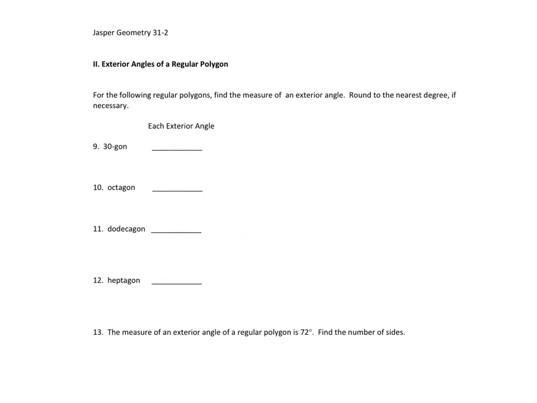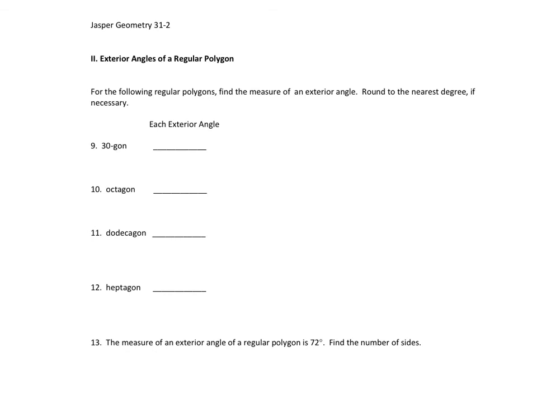Now let's move on for some practice. For the following regular polygons, find the measure of an exterior angle, rounding to the nearest degree if necessary. So let's look at number 9. This is the 30-gon. So I know that the sum of all the exterior angles is going to be 360 no matter what. So in order to find the measurement of each exterior angle, since these are regular polygons, it means all sides are equal, I can divide by the number of sides. And that's going to give me 360 divided by 30. That's going to give me 12 degrees.